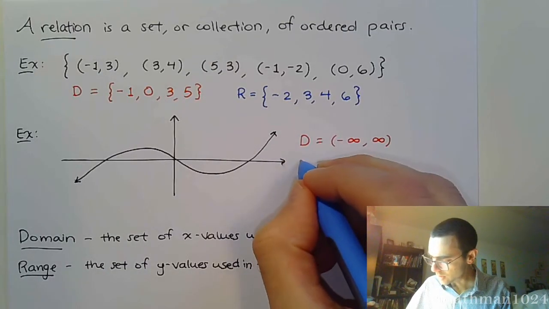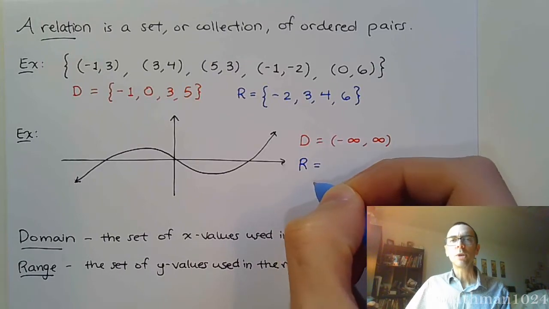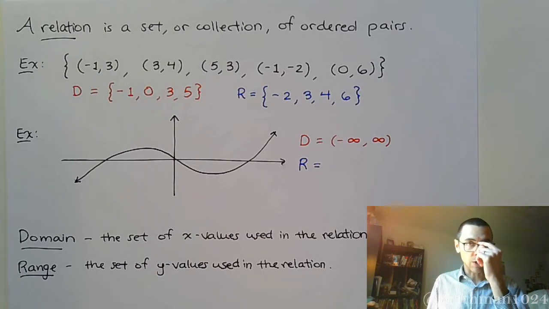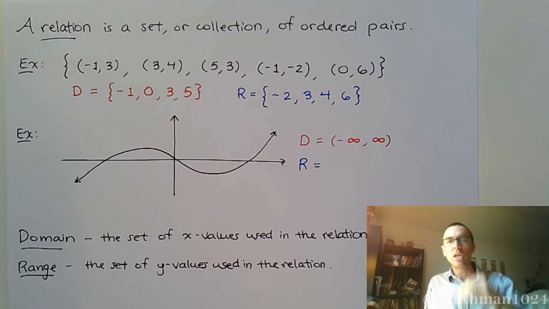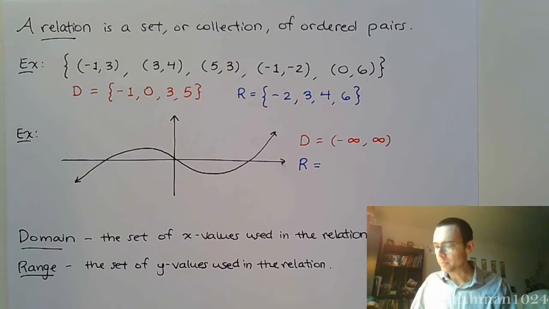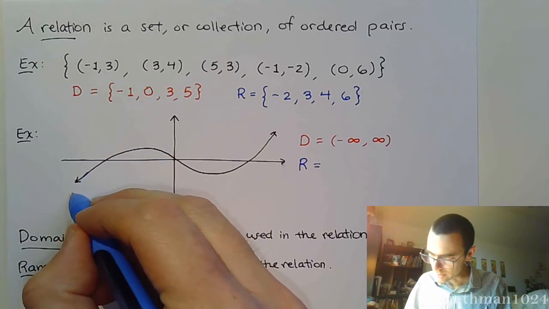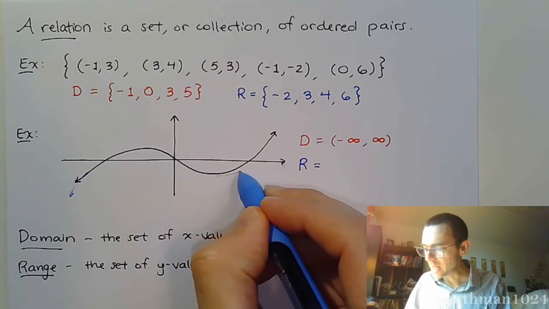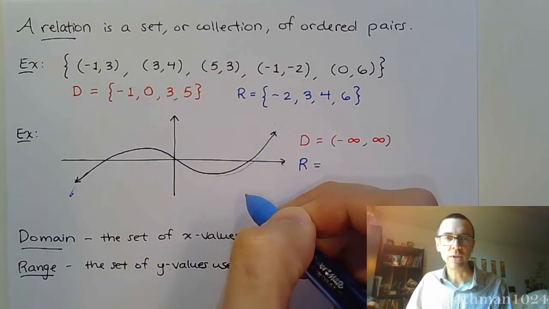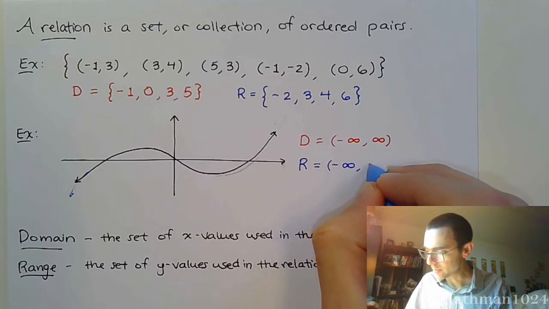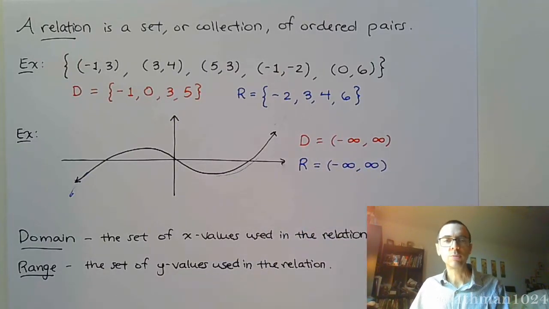For your range, when you're talking about range, you're talking about how your y values operate. And that's going to be as you go from bottom to top. So domain is left to right, range is bottom to top. So this guy's going all the way down, and as you trace along here, it goes up, he comes down, but then at the end, he is going up forever and ever. So that means he's also going to be all real numbers for the range.